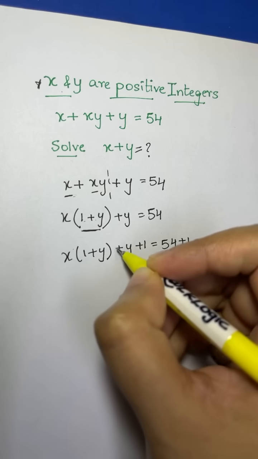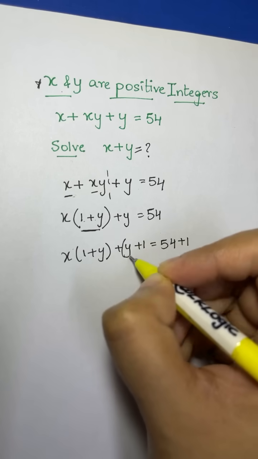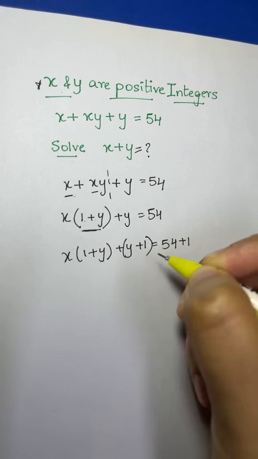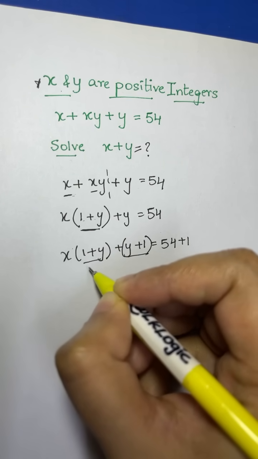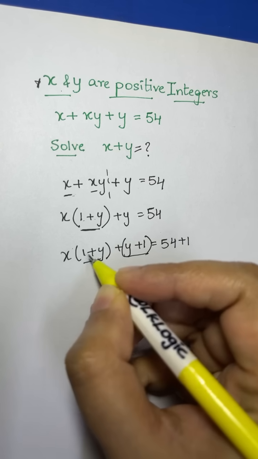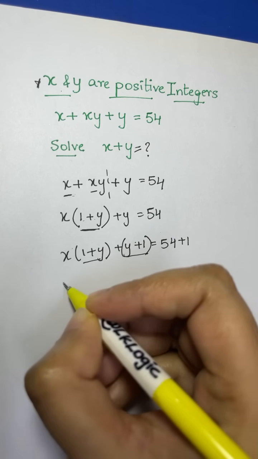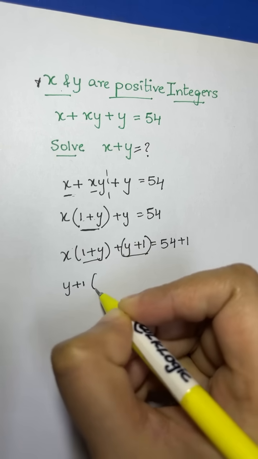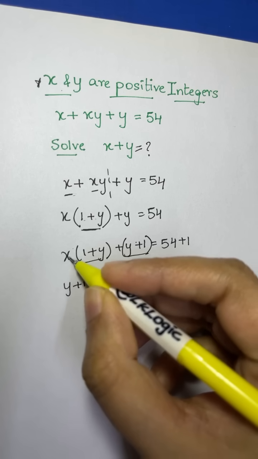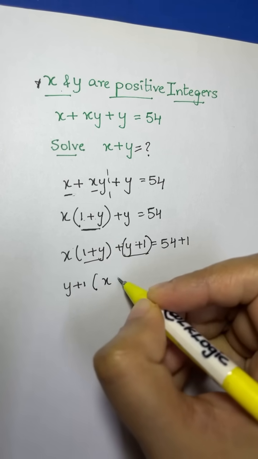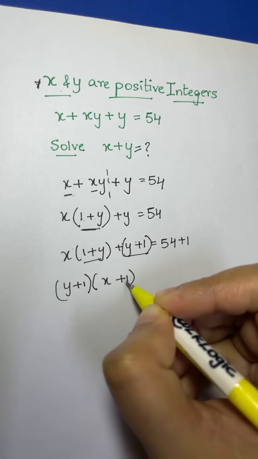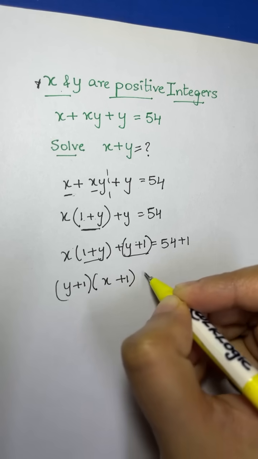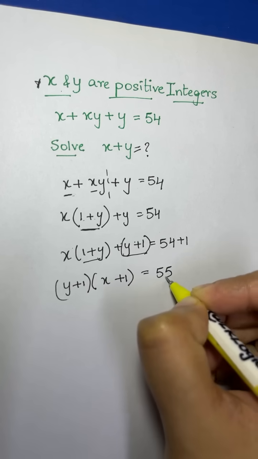Now we have two factors. As you can see, I can just sum it up into parentheses like this. Now you have 1 plus y here. Can you see we have a common factor here? I can take out this common factor, y plus 1, into, I'm left with x here, and here just plus 1. So I have y plus 1 into x plus 1 equals 55.